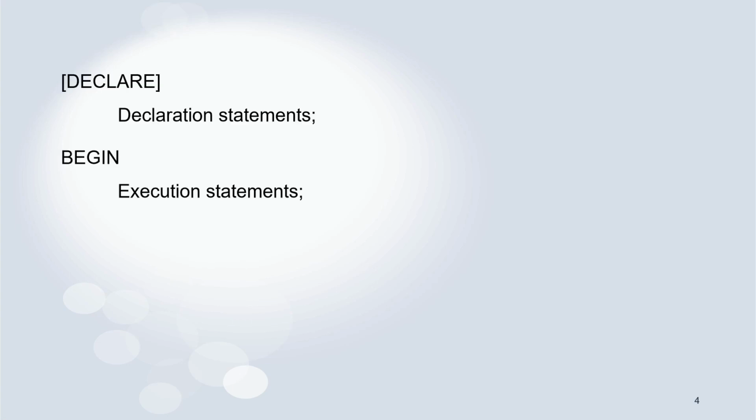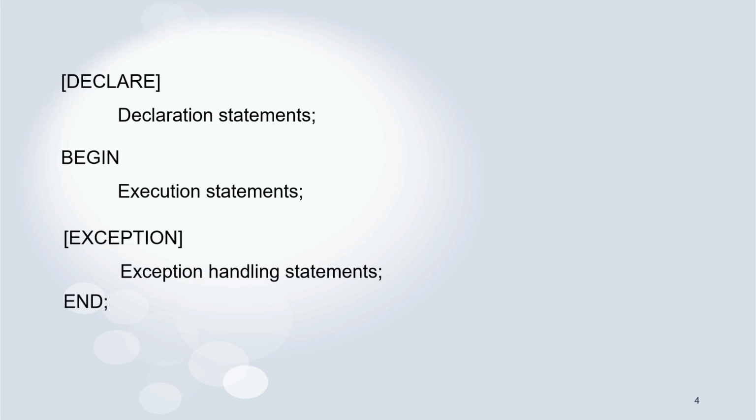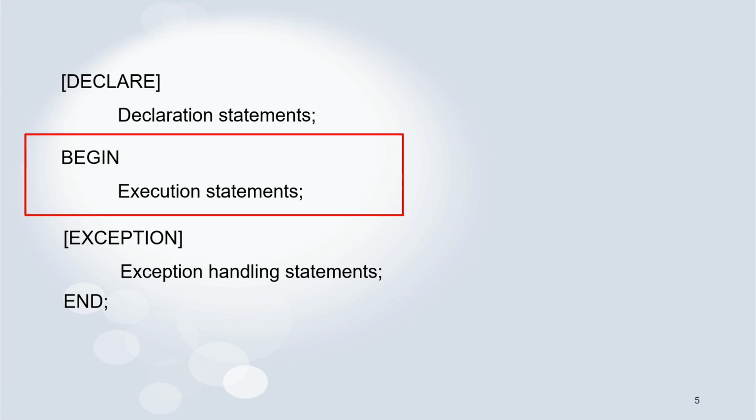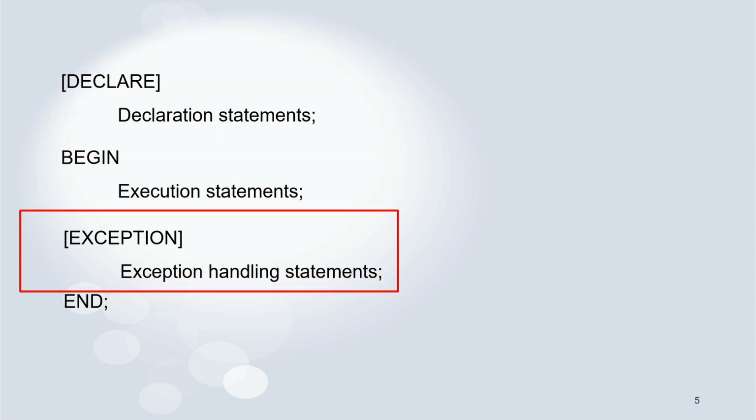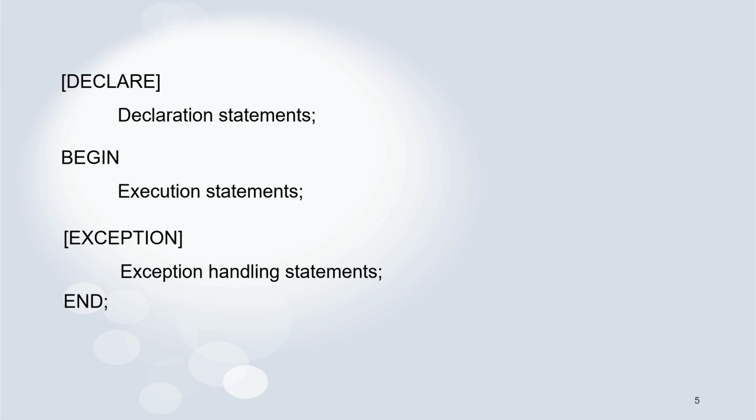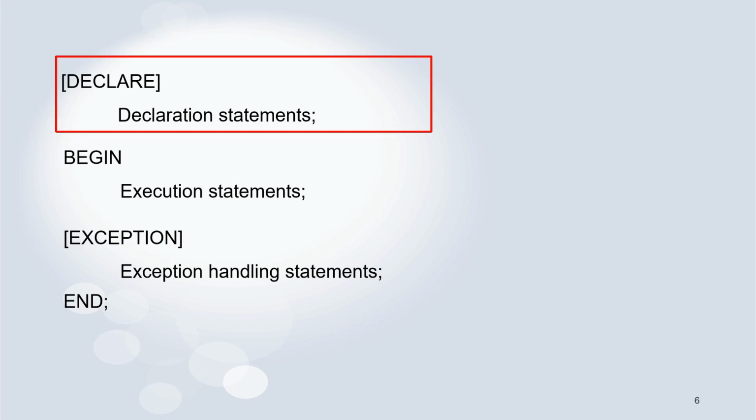As I already said, a PL/SQL block consists of three sections: a declaration section, an executable section, and an exception handling section. In a block, the executable section is mandatory, while the declaration section and the exception handling section are optional. You can see all of the optional sections are covered by square brackets.